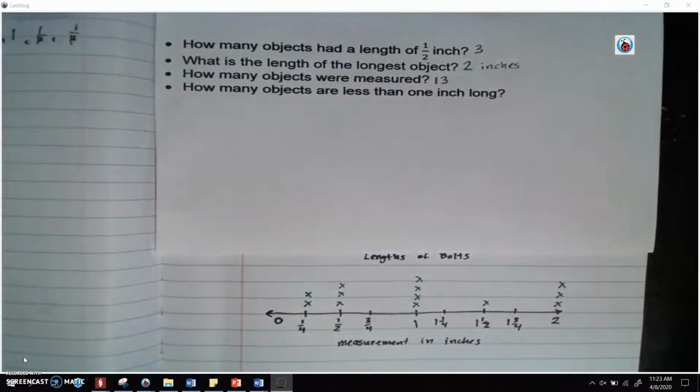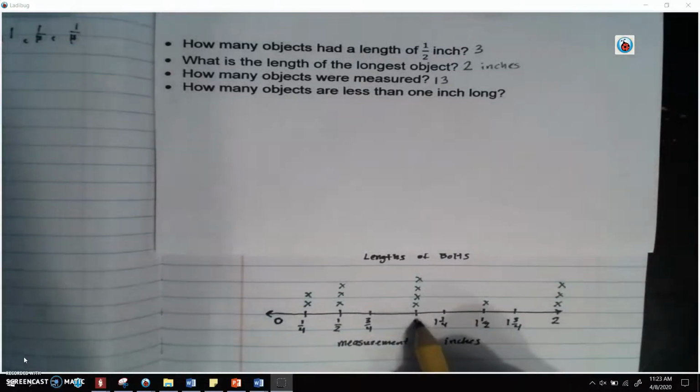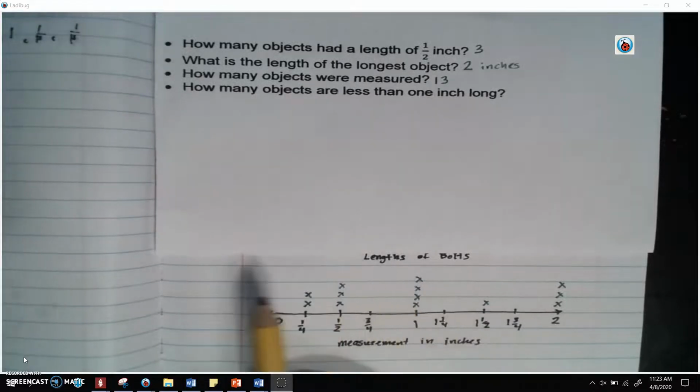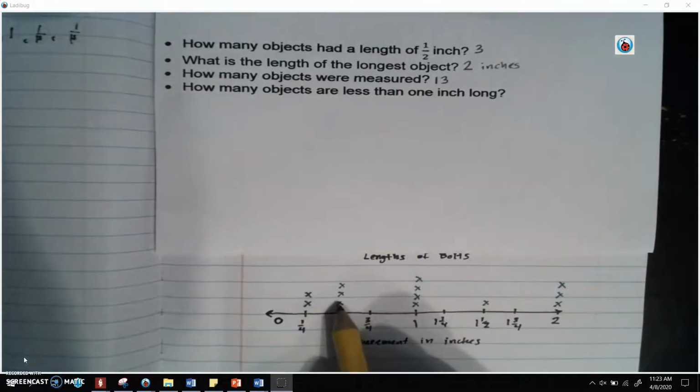And finally, how many objects are less than 1 inch long? So I know this is 1 inch. 1 inch would not be less than 1 inch, so I'm not going to include these. So I'm going to include all of these to the left of it. So how many objects are less than 1, 2, 3, 4, 5?